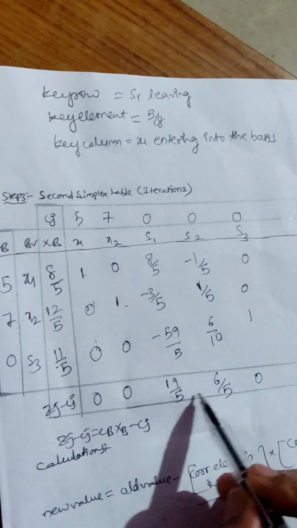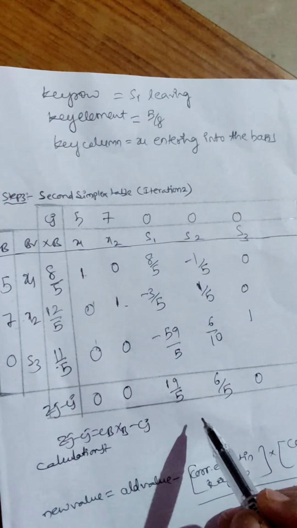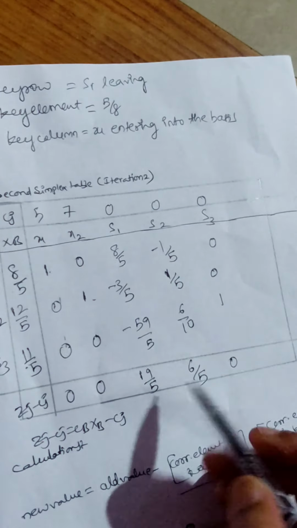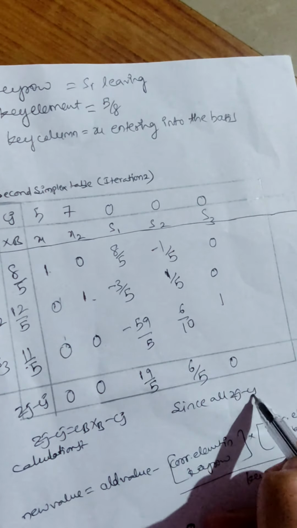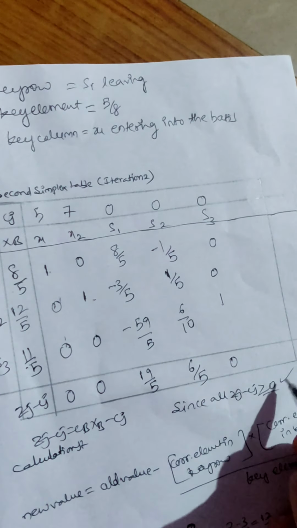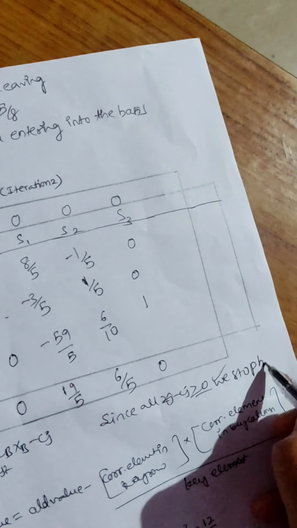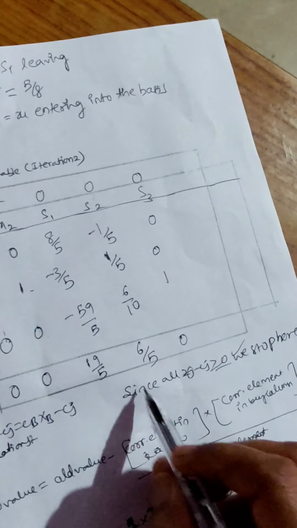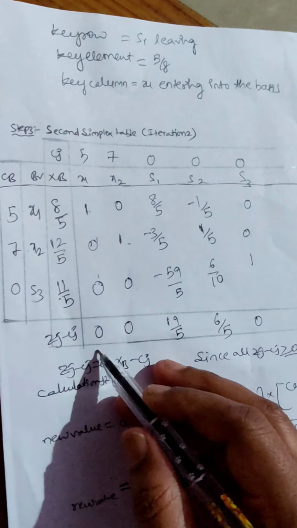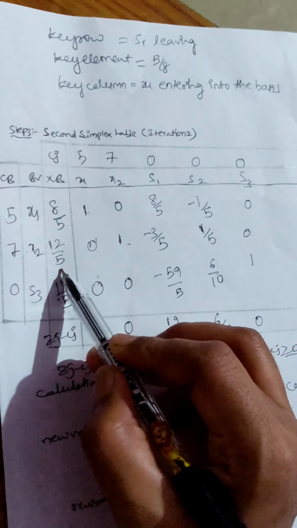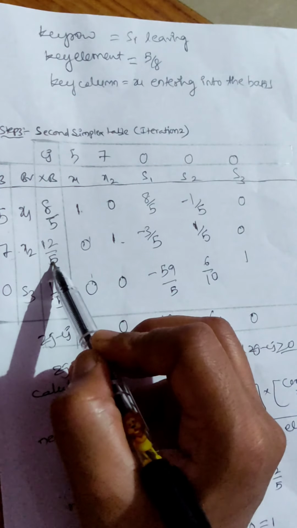Here all net evaluations are positive, so we stop the simplex iteration procedure. Since all Zj minus Cj are greater than or equal to 0, we stop the procedure here, and the max Z value is at this point 8 by 5, 12 by 5, that is 5 into 8 by 5 plus 7 into 12 by 5.